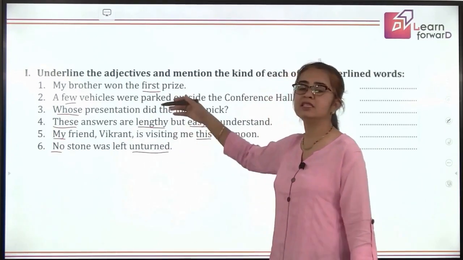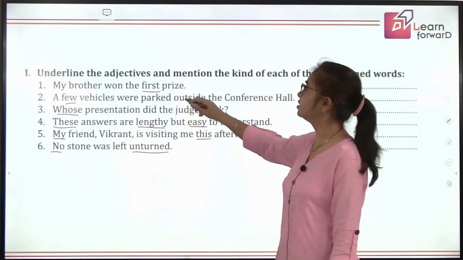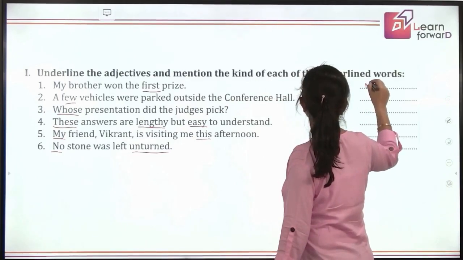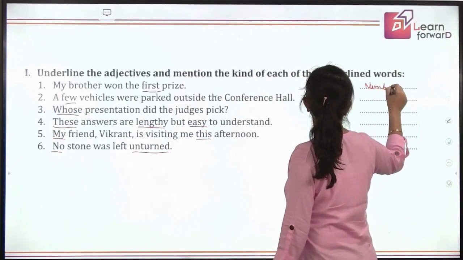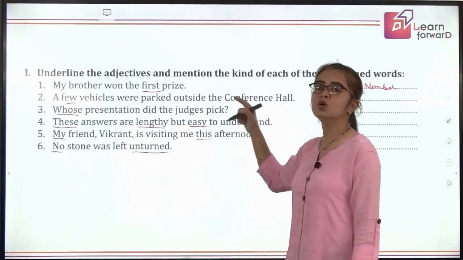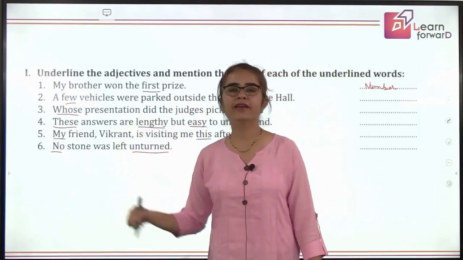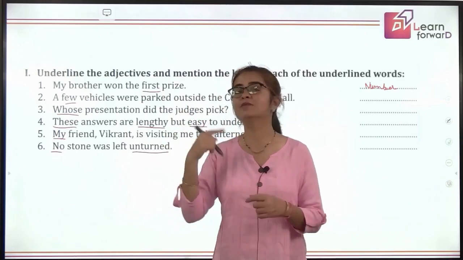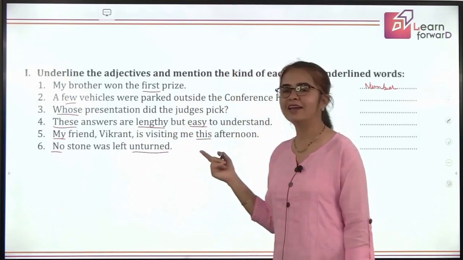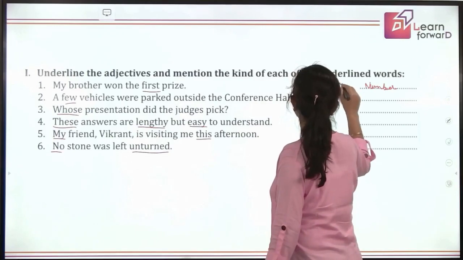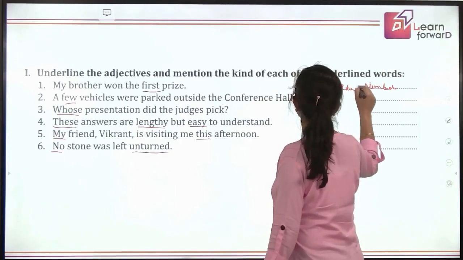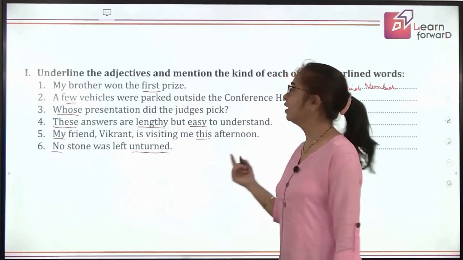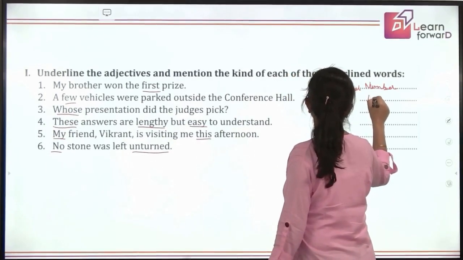So now let's see what kind of adjectives are these. First prize, this is your number. Yes, which number? Do you remember? Cardinal and ordinal numbers. So is this cardinal adjective or ordinal? C stands for counting. It's not counting, it is position. So this is not cardinal, this is ordinal number, right? So you can say ordinal number adjective. Next, few. Vehicles we can count. Few is again number. Good.